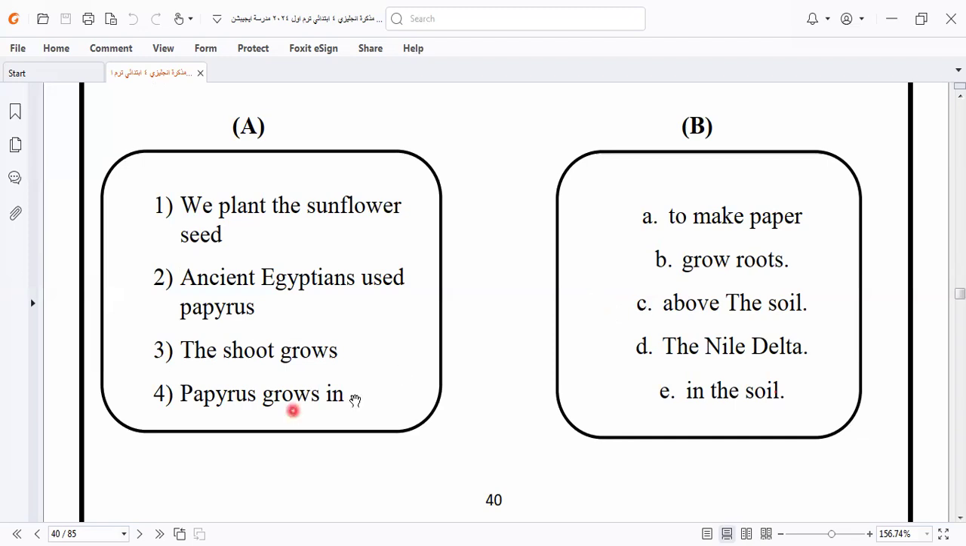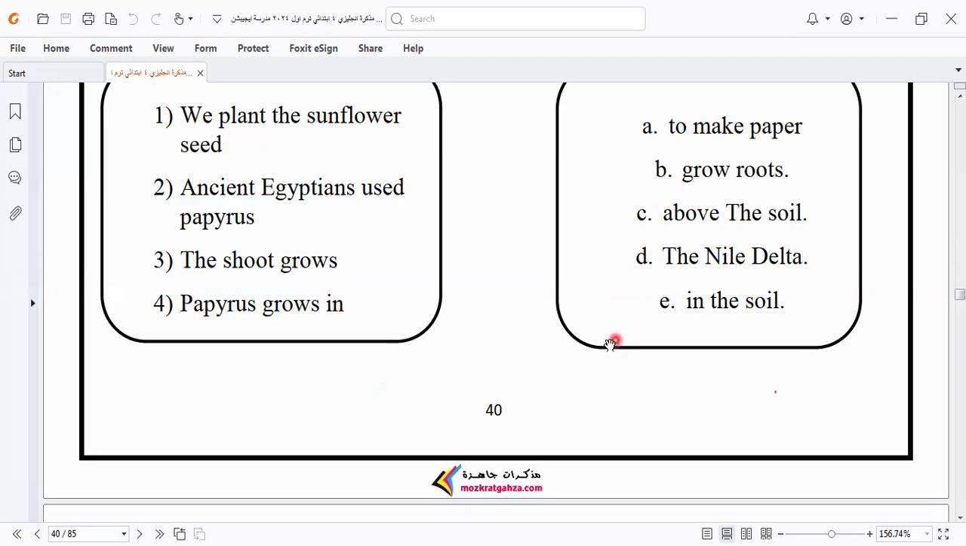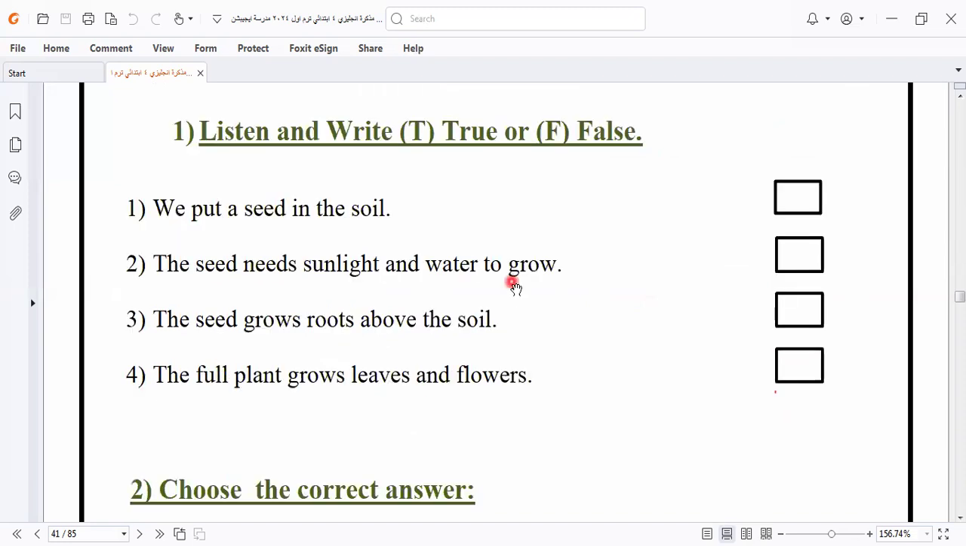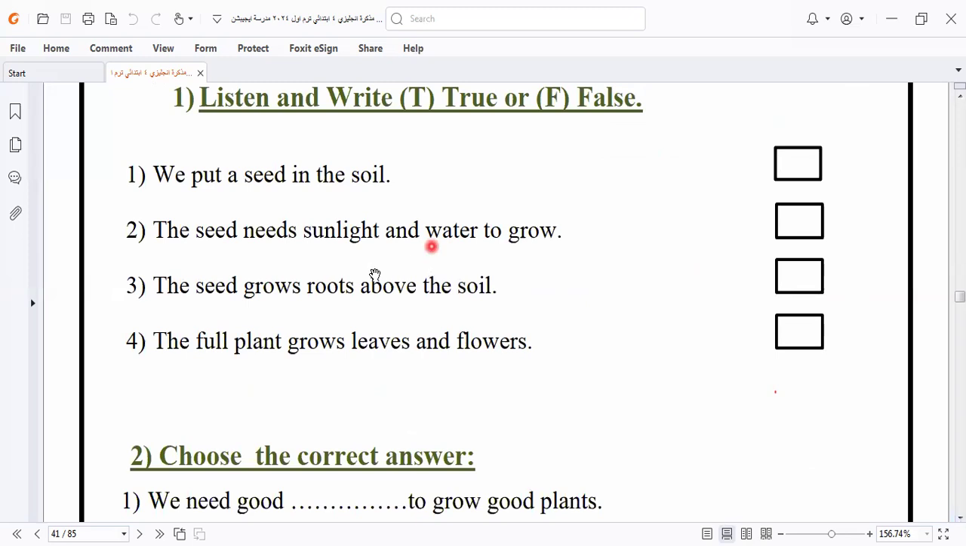Papyrus grows in what? Papyrus grows in the Nile Delta. Here we put a seed in the soil. This is true or false? True. The seed needs sunlight and water to grow, yes, both, because the plant needs both. Both are important. The seed grows roots above the soil. No, roots are not above. They are under the soil.